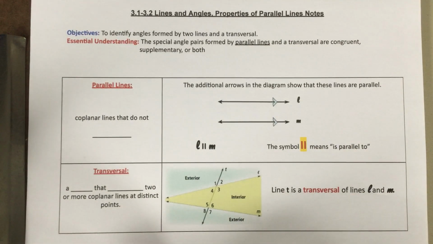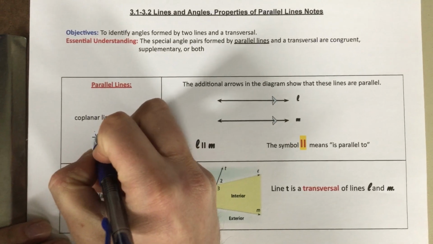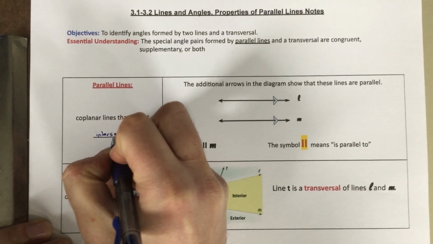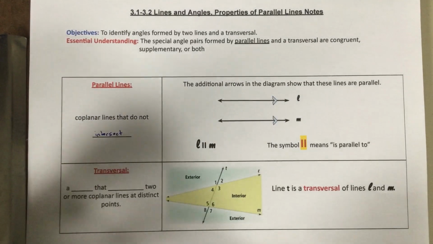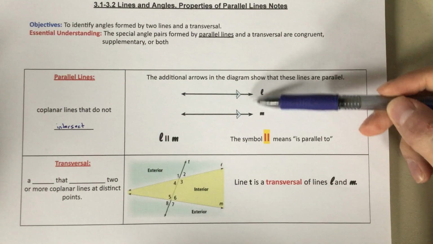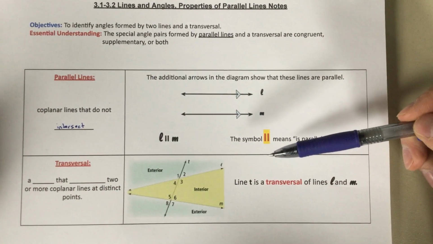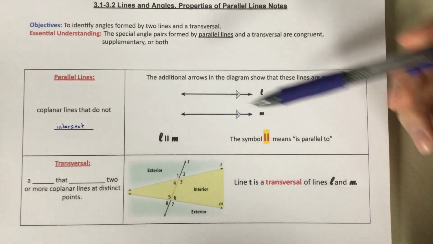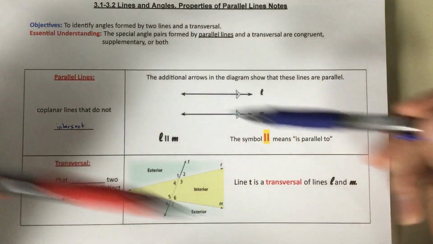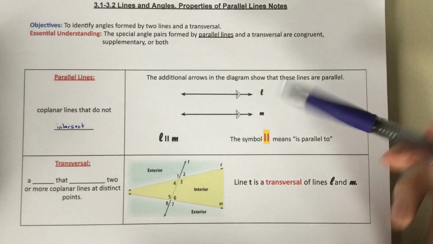The first one is parallel lines. It's coplanar lines that do not intersect, meaning they do not cross each other. These are examples of two parallel lines. These additional arrows show that these lines are parallel. They will never cross each other, right? They will always be next to each other and never intersect.